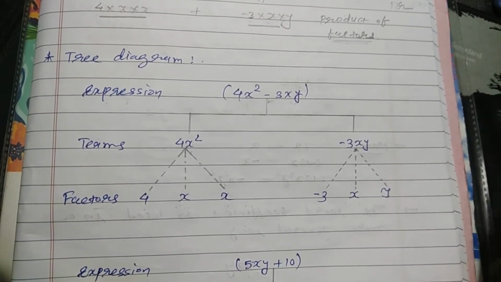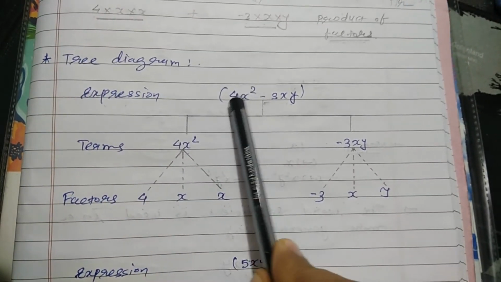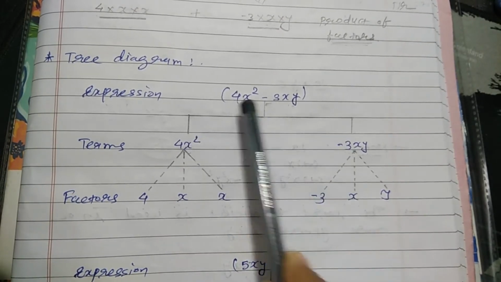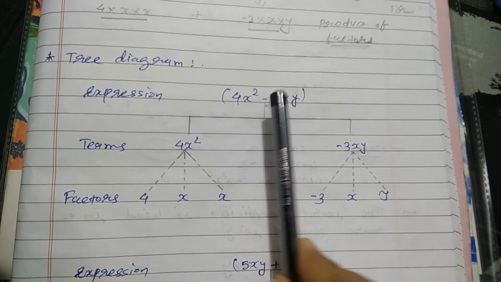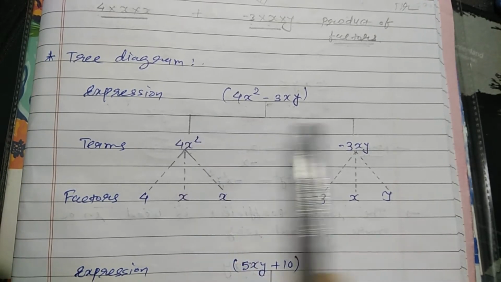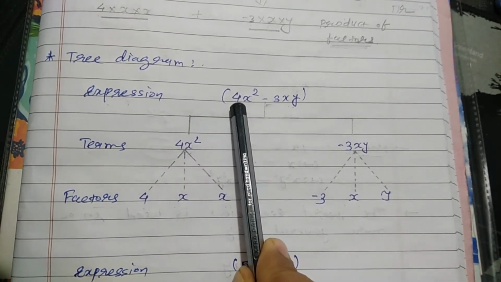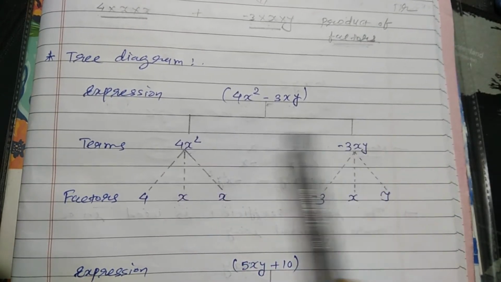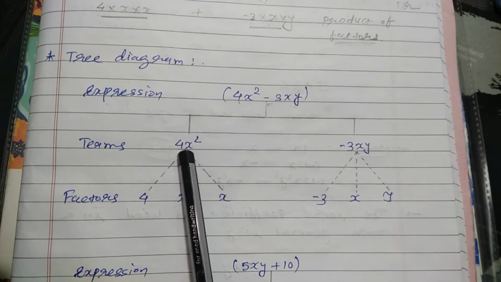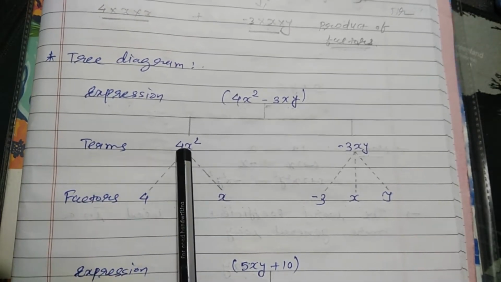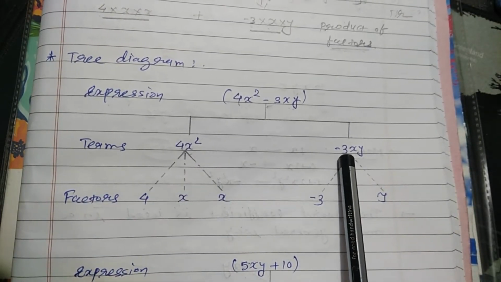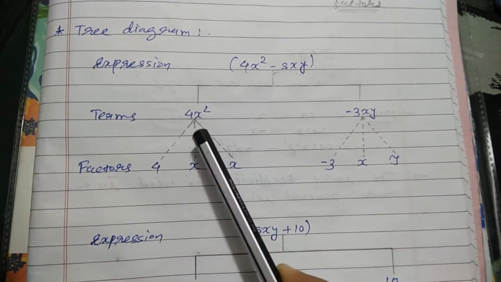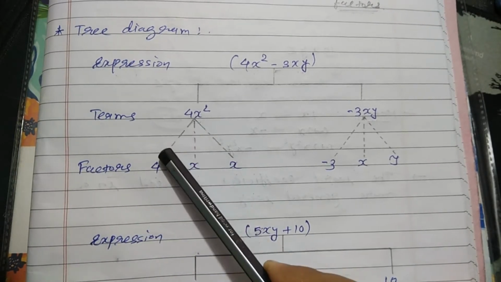Okay, how is this tree diagram formed? First you have to write the expression 4x square minus 3xy. Then you have to use a continuous line, and divide into as many parts as there are terms. So here two terms are there, 4x square and minus 3xy. Here using a continuous line we have divided it into two parts. In the first part we have written the term 4x square, and in the second part, the second term minus 3xy. Now afterwards we have to write the factors. For factors we have to use a dotted line.